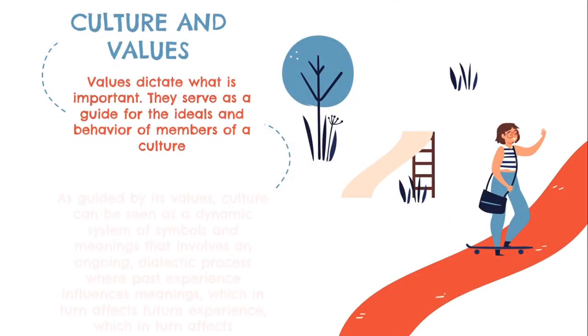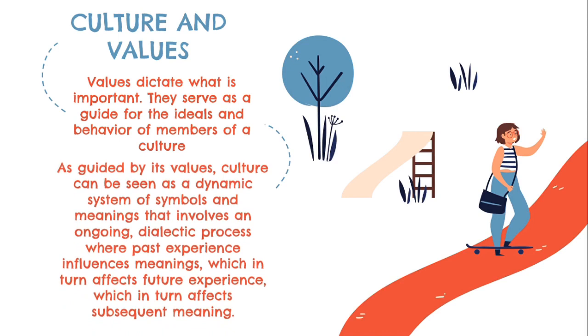Now, when we talk about culture, it also affects our values, and values dictate what is important. If we understand the concept of morality, it will dictate what is important. Values serve as a guide for the ideals and behavior of members of a culture. Most of the people born into a certain society will be engaged in a certain culture, and in that culture, they will inculcate the different values they have learned from the previous generation. So as guided by its values, culture can be seen as a dynamic system of symbols and meanings that involves an ongoing dialectic process where past experience influences meanings, which in turn affects future experience, which in turn affects subsequent meaning.